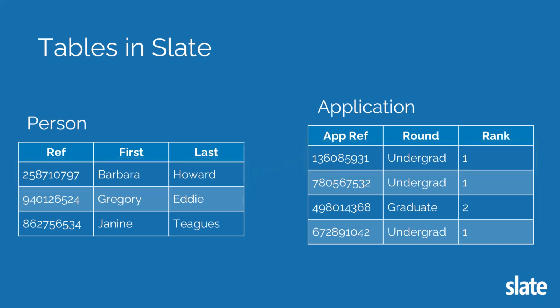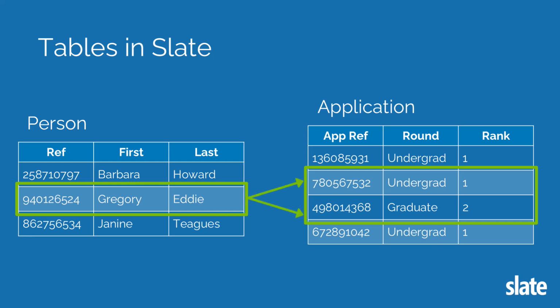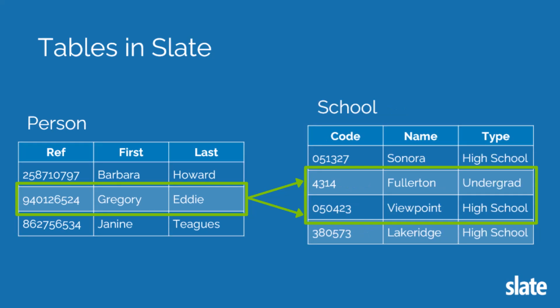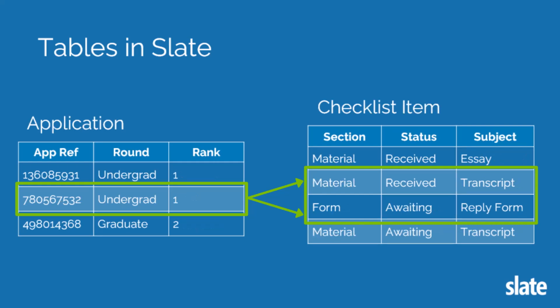In a one-to-many relationship, a single row on one table can relate to multiple rows on a second table. To illustrate this, we can take the previous example and reverse it. This time, we'll start on the person table and join to the application table. Because one person record can have many applications, one row on the person table can relate to more than one row on the application table. Other examples of one-to-many relationships are person to schools. A single person can be associated with more than one school, and application to checklist items because an application might have many checklist items.